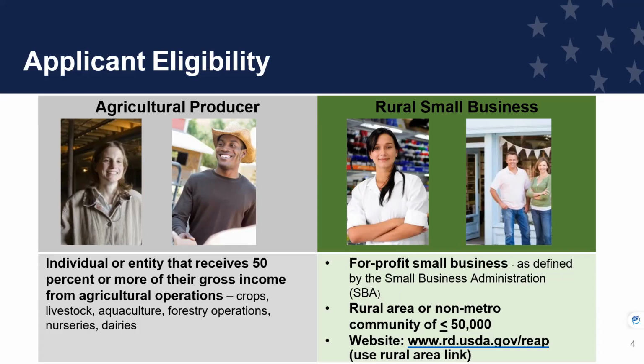The easiest way to see if you're considered rural is to go to this link here on the screen. It takes you to a map where you can plug in your address and see if you come up in an eligible rural area for the program.